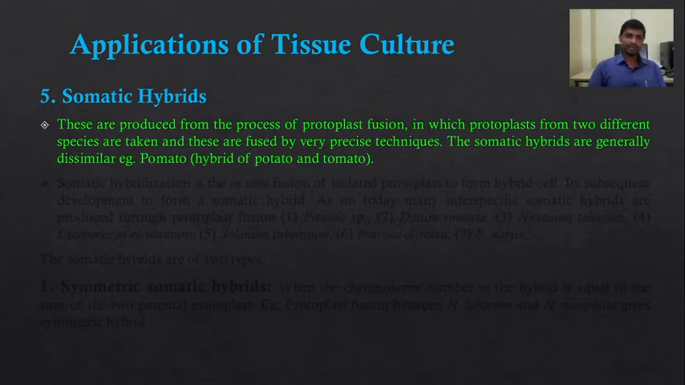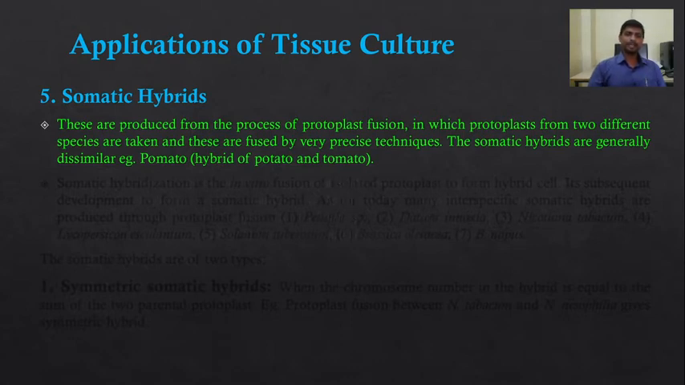Somatic hybrids are produced from the process of protoplast fusion, in which the protoplasts from two different plant species are taken and fused by very precise techniques like spontaneous fusion, induced fusion, electrofusion, chemofusion, and mechanical fusion. The resultant somatic hybrids are generally dissimilar. For example, the hybrid of potato and tomato, that is the pomato.